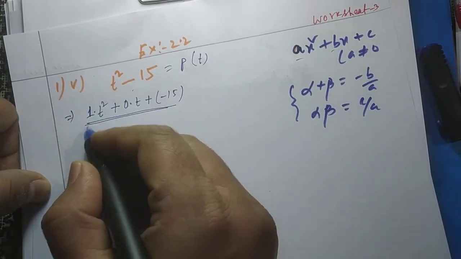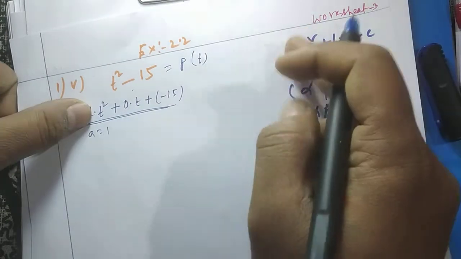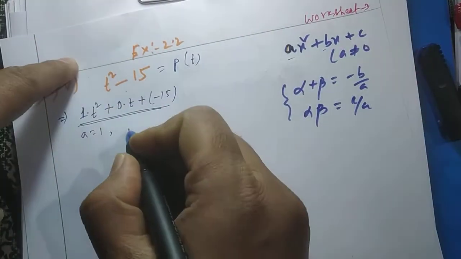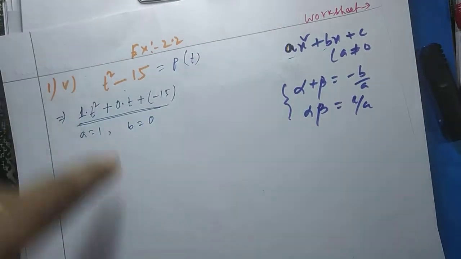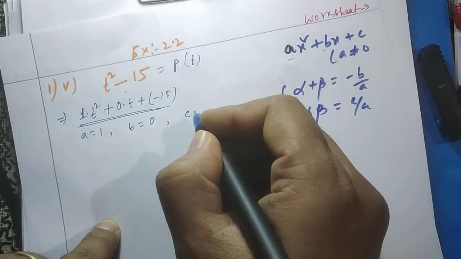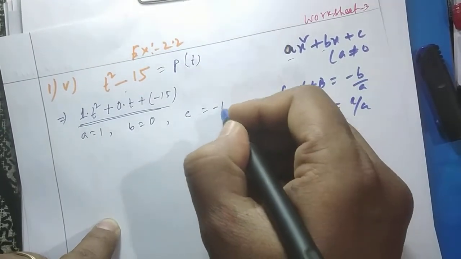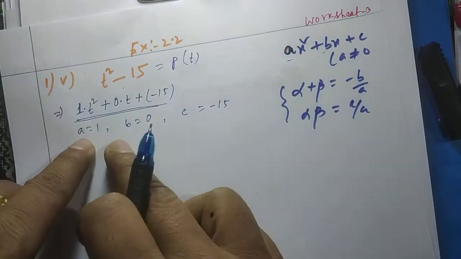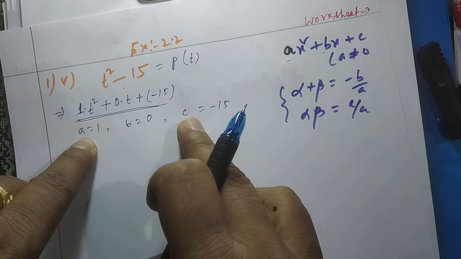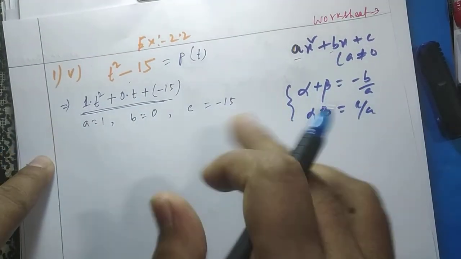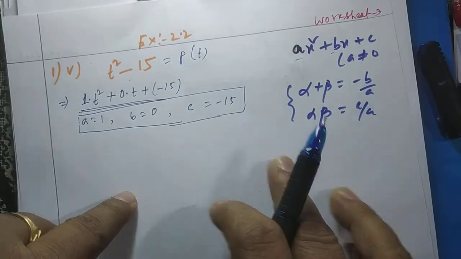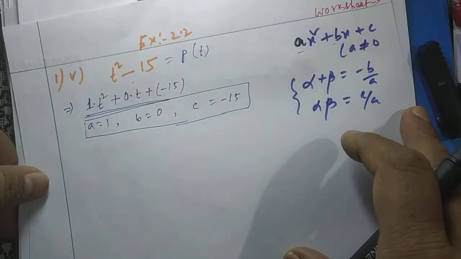Now compare these modifications with the general form. Then we get a equal to 1. Correct? b will be 0 because there is no t. And finally c will be minus 15. Understood or not? So a equal to 1, b equal to 0, c equal to minus 15. In this way, we have kept ready all the coefficients because it will be used later on.